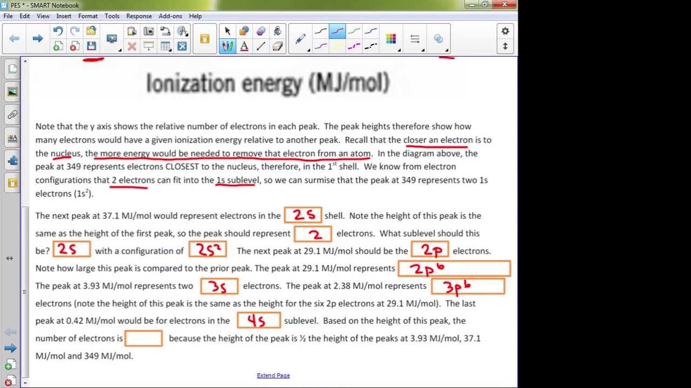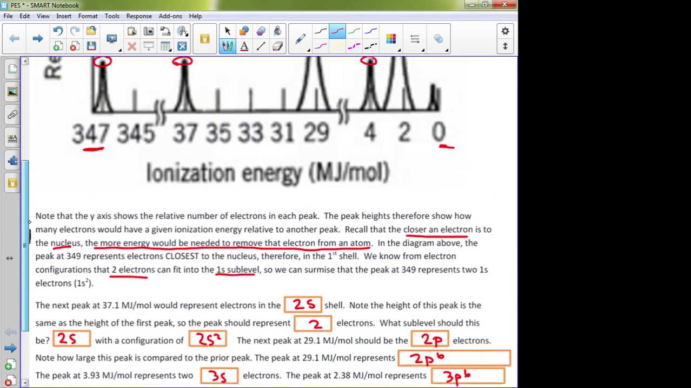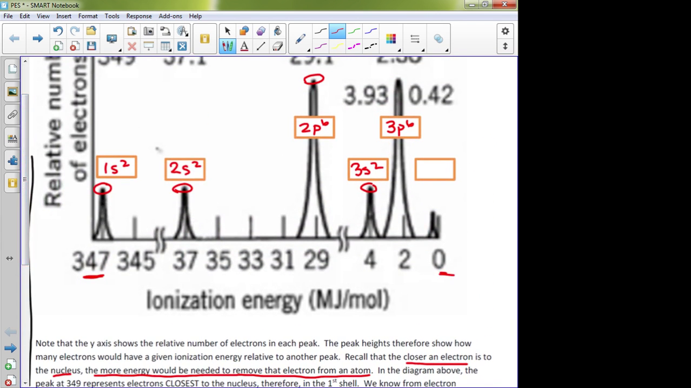Based on the height of this peak, the number of electrons is 1, because the height of the peak is 1/2 the height of the peaks at 3.93, 37.1, and 349. Does everybody see that? How I know there's only 1 electron there instead of 2? Because it's half the height, which means it has half the number of electrons. So if I ask you what element this was on the periodic table, what would you tell me? It would be potassium, because potassium ends in 4s1.